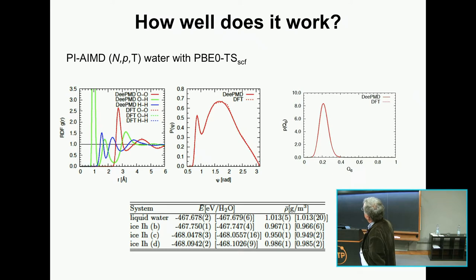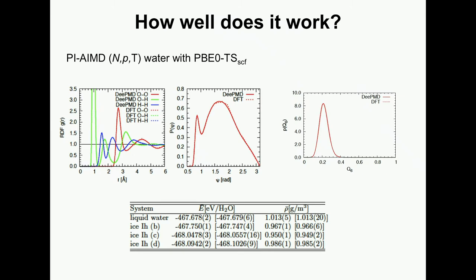In this case, we do path integral ab initio molecular dynamics for water, and we consider a comparison at the PBE0-TS level between the pair correlation functions that we obtain. I have to go closer because I cannot read. This is the DPMD, the red one. The continuous lines are DPMD, and the dashed lines are those obtained from the DFT calculation. So you see that the agreement for all these correlation functions is extremely good.